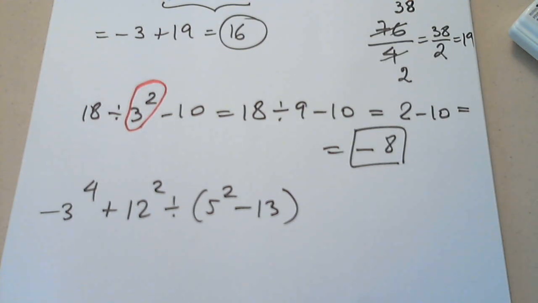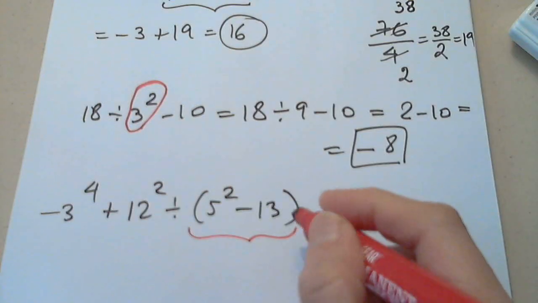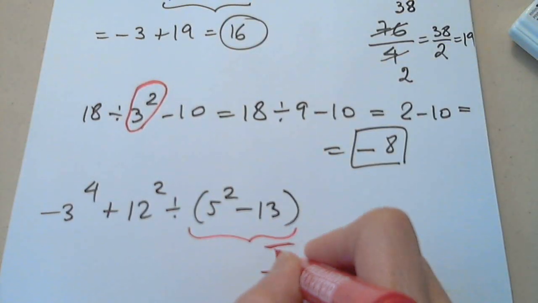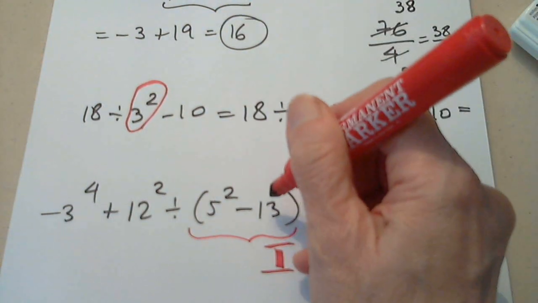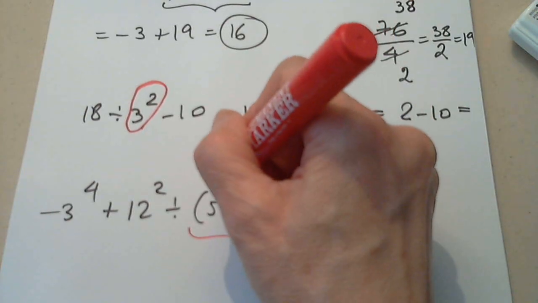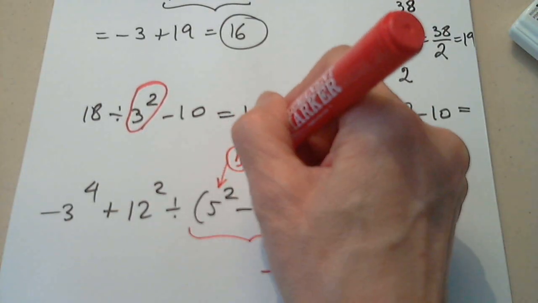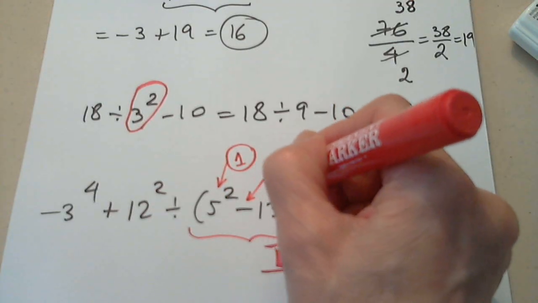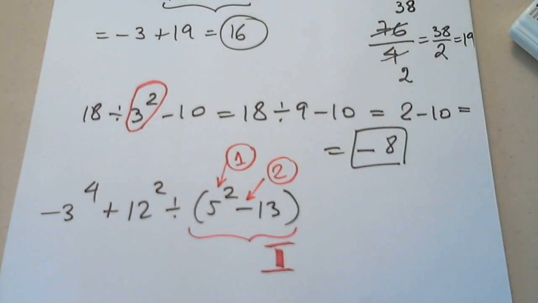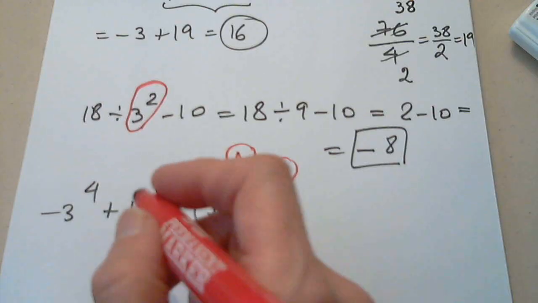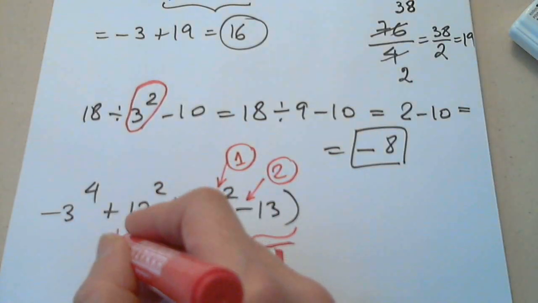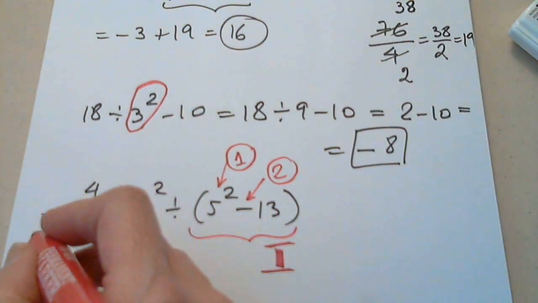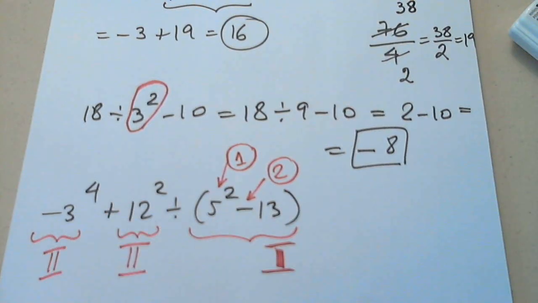The first step, parentheses. This is the first step. And inside the first step, this is number 1. This is number 2. The next step, this is the second step: I have to square. And this is also the second step: I have to square.